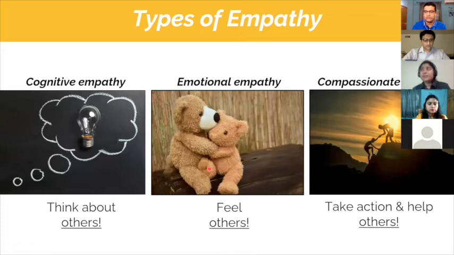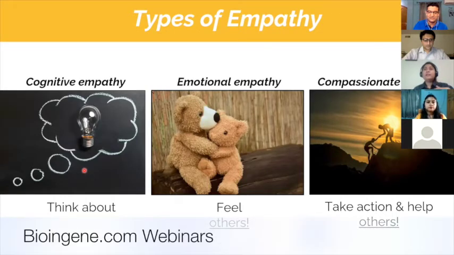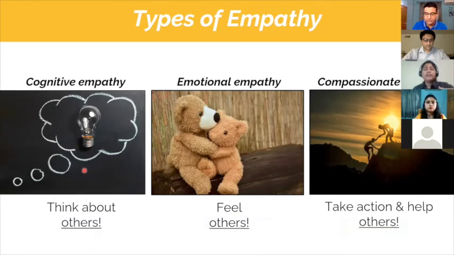We have broadly 3 types of empathy. The first one is cognitive empathy. It means think about others. When you see someone in pain or in a good situation, just think about others. The second one is feel others, which is why it is called emotional empathy. And the third one is compassionate empathy. That means when you see someone in pain, you try to help them, try to take some action for them. So it is the highest level of empathy.